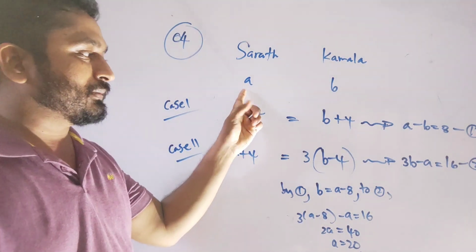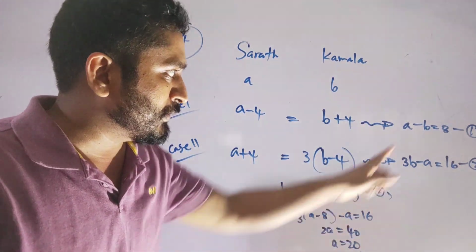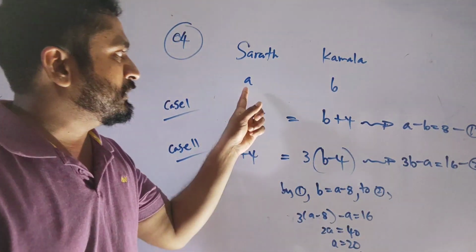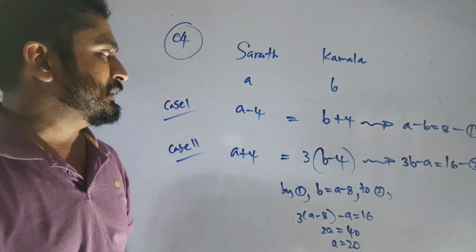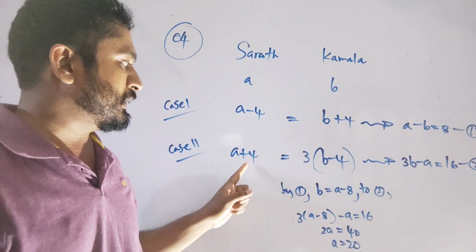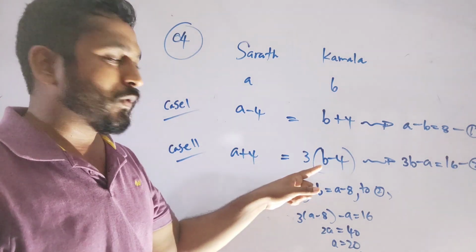So 20 for Kamala, if you can find, no? Kamala, it is going to be 12. 20, 12, 16, 16. Then here, 24, 8 into 3.